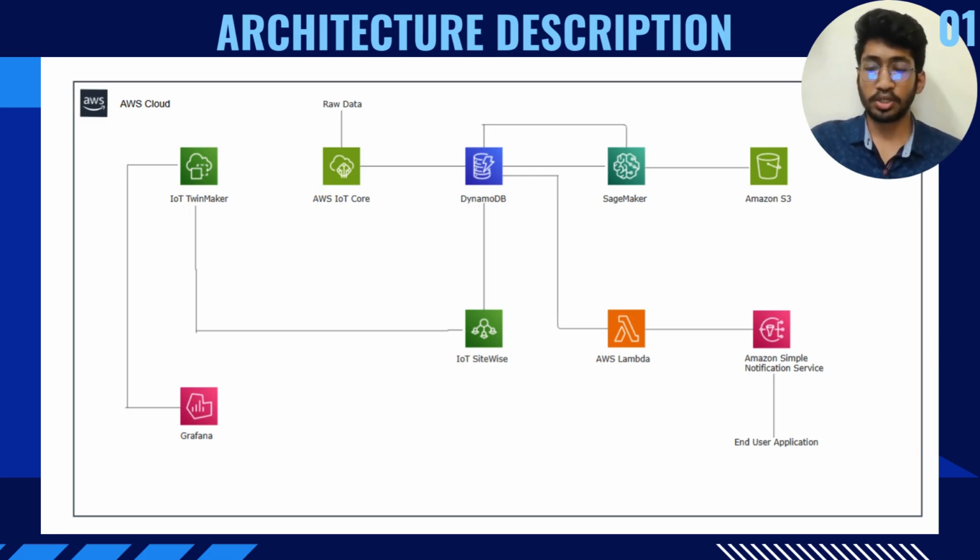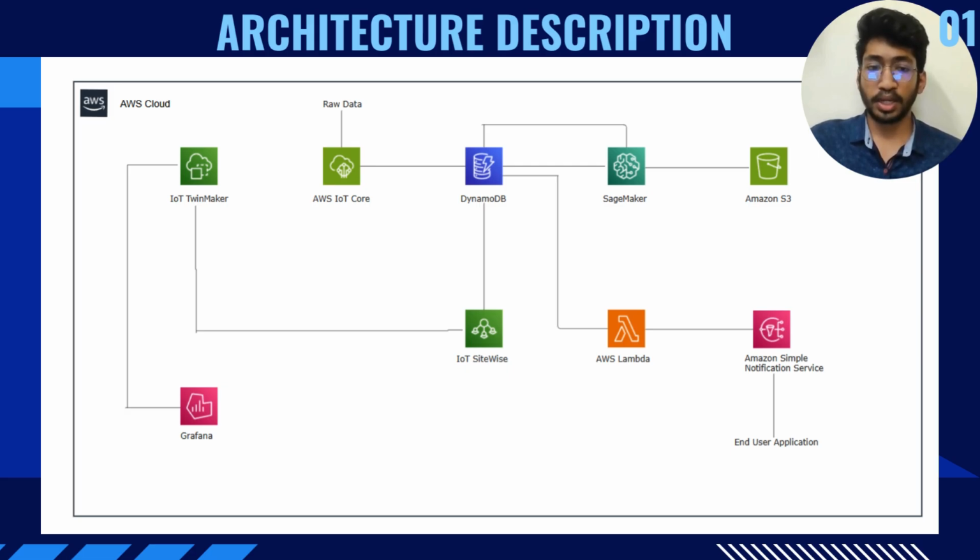Once trained, the model is stored securely in Amazon S3. Next, we calculate the predicted range and store this result back into the DynamoDB table. This stored data is then sent to IoT SiteWise, where it is published to AWS IoT TwinMaker. Utilizing TwinMaker, we designed a comprehensive dashboard in Grafana for real-time visualization.